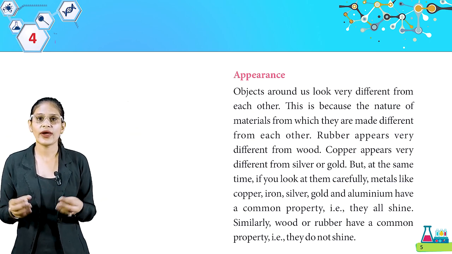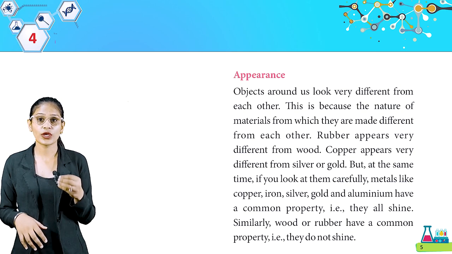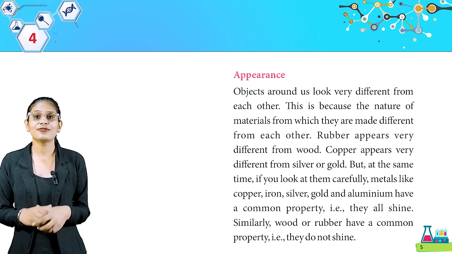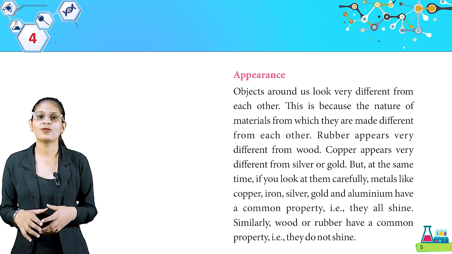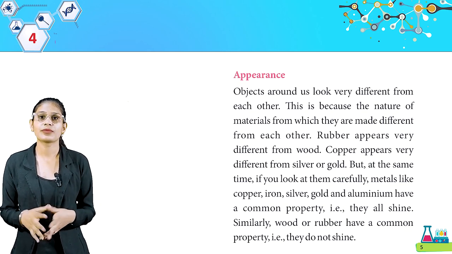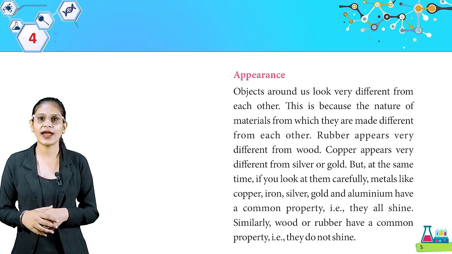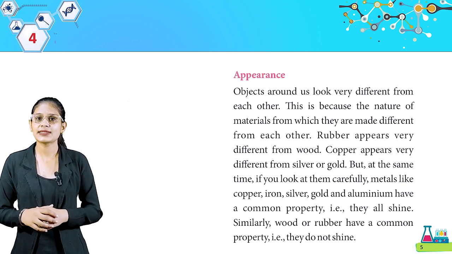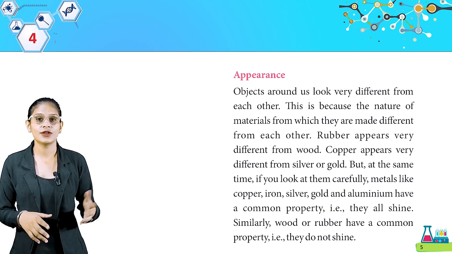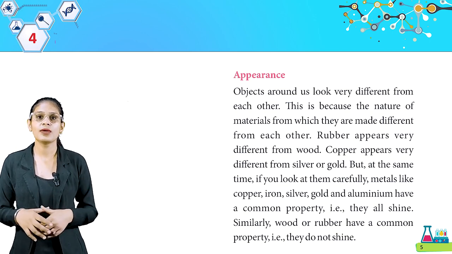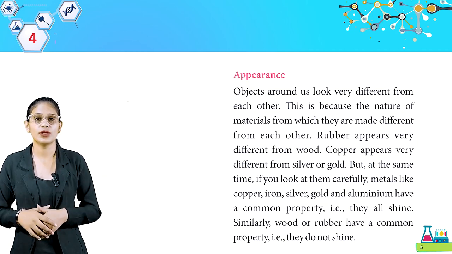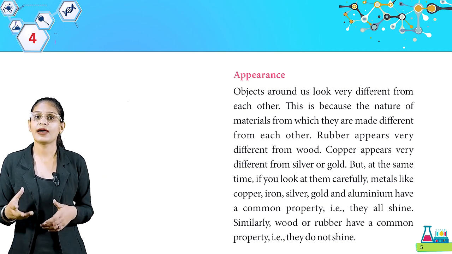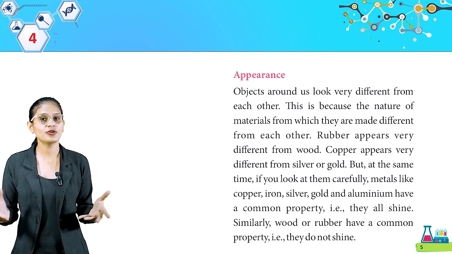Here is appearance. Objects around us look very different from each other. This is because the nature of materials from which they are made is different from each other. Rubber appears very different from wood. Copper appears very different from silver or gold. But at the same time, if you look at them carefully, metals like copper, iron, silver, gold, and aluminium have a common property. That means they all shine. Similarly, wood or rubber have a common property, that means they do not shine.